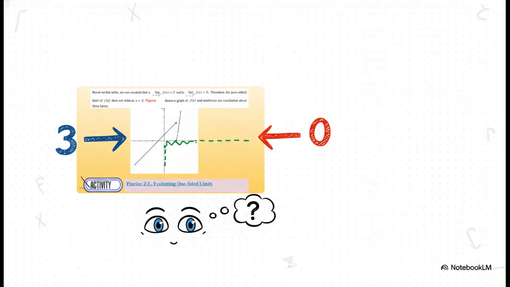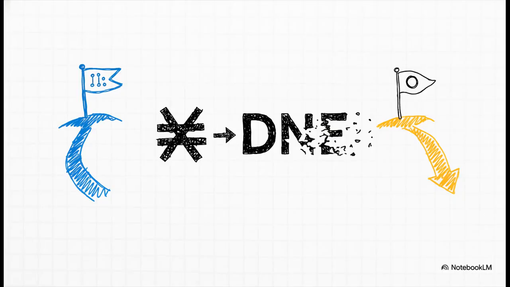And here we have a perfect example of one of these splits. It's called a jump discontinuity. If you trace the graph as x gets closer to 2 from the left side, your finger ends up at a height of 3. But if you come in from the right side, you end up way down at a height of 0. So here's the crucial takeaway.